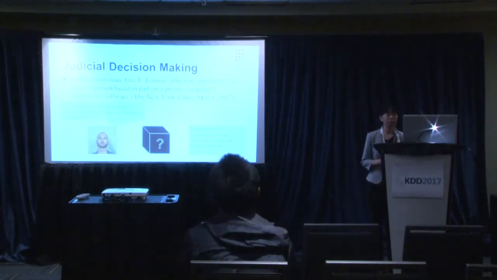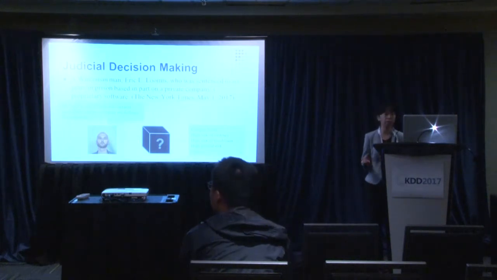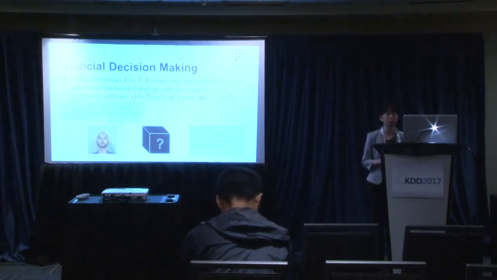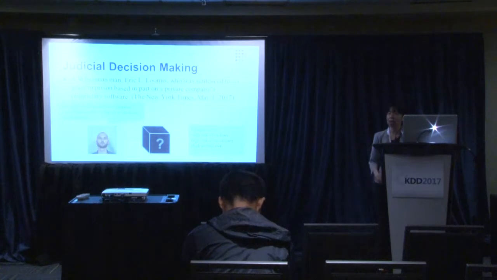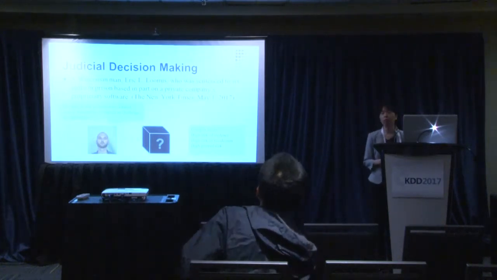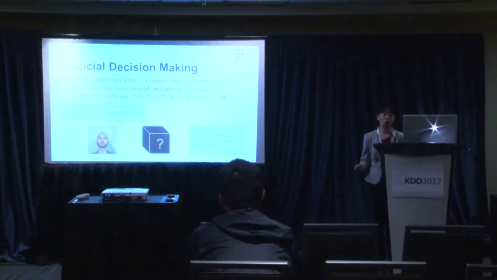Recently, a Wisconsin man, Mr. Eric Loomis, was sentenced to 6 years in prison based on risk assessments from a private company's software. Based on that software, Mr. Loomis has high risk of violence, high risk of recidivism, and high pretrial risk. But since that software is proprietary, this prevents Mr. Loomis or his lawyers from challenging the accuracy or scientific validity of the assessments. So he felt that his right to due process was violated. And Mr. Loomis appealed his case to the Wisconsin Supreme Court.